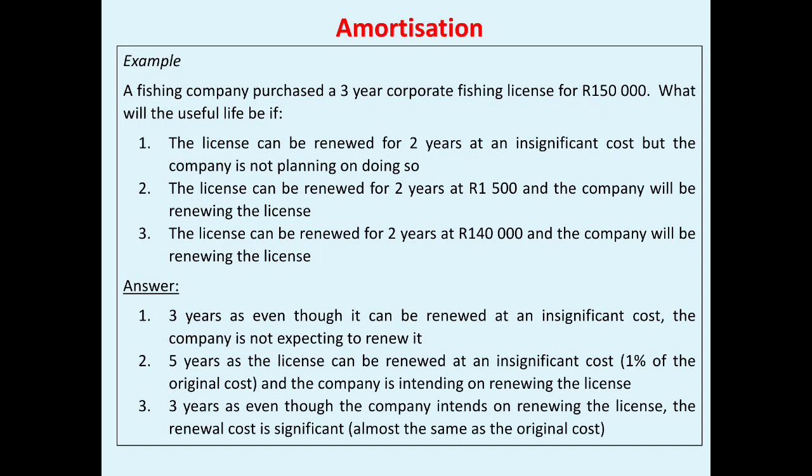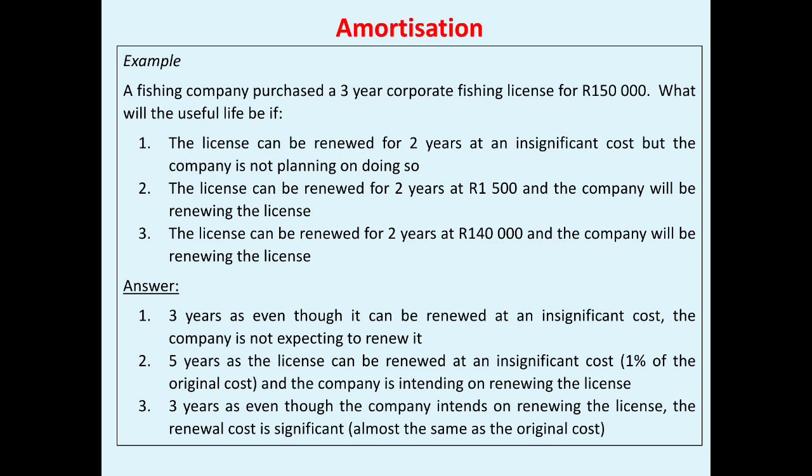Okay, so it's a bit difficult to understand, but let's explain with an example. The license can be renewed for 2 years at an insignificant cost, but the company is not planning to do so. So it has no intention of extending the legal life, because right now it's 3 years. If it has no intention to extend it for another 2 years to make it 5 years, we only record 3 years. The second one: the license can be renewed for 2 years at 1,500, and the company will be renewing the license. So here, it expects to renew it. It has intention. So it adds 2 years to the 3 years. That's 5 years.